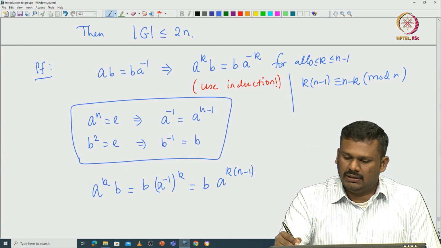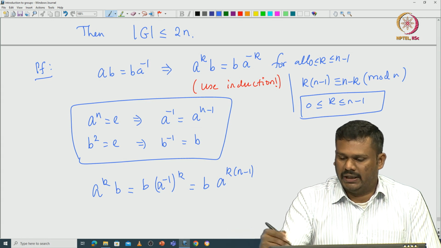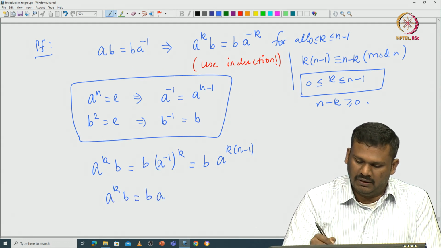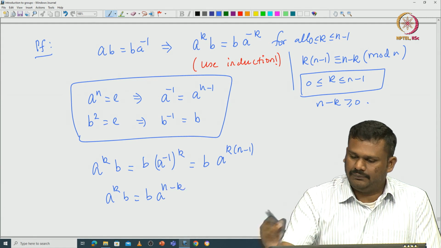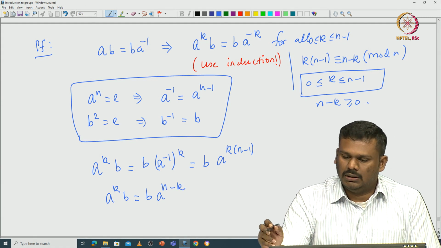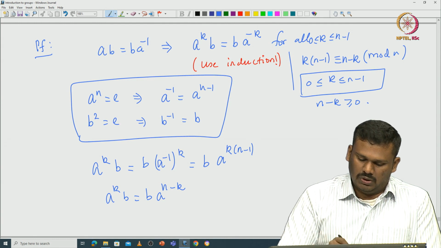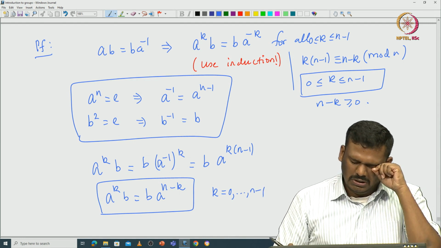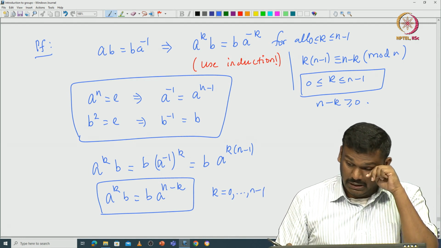And note that if you take k from 0 to n minus 1, then this n minus k is going to be non-negative. So then this is exactly a power k b is exactly b a power n minus k. Okay. So this is what this identity says for k from 0 to n minus 1. So now we have all these relations.